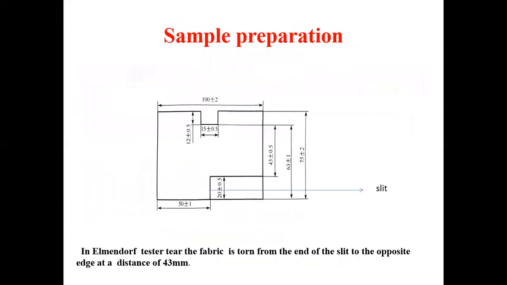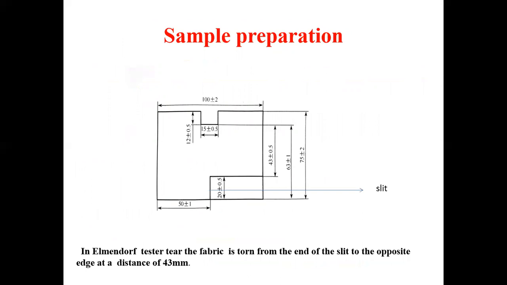So let us see how to prepare the sample. Generally, 3 to 5 tests should be carried out, the warp wise as well as the weft wise, right? And we have to express the average tearing strength. But remember, the warp and weft average tearing strength should not be added with each other. We have to express them separately, warp wise and weft wise.